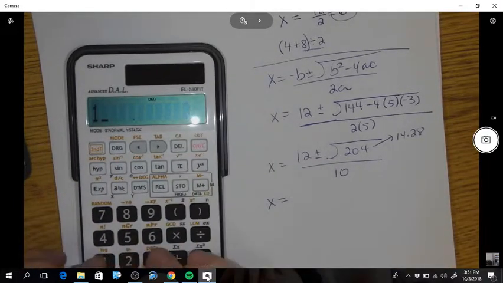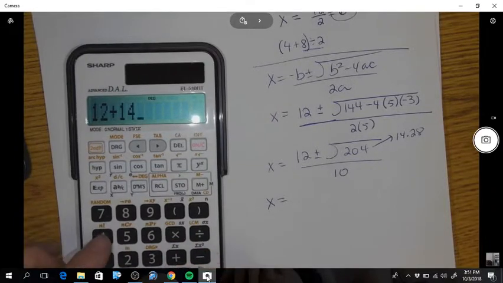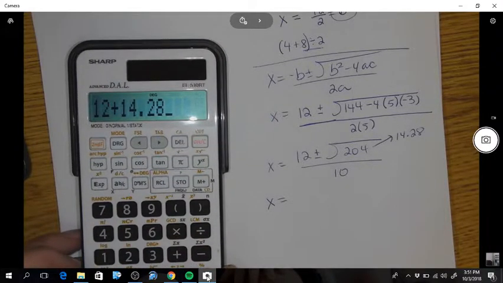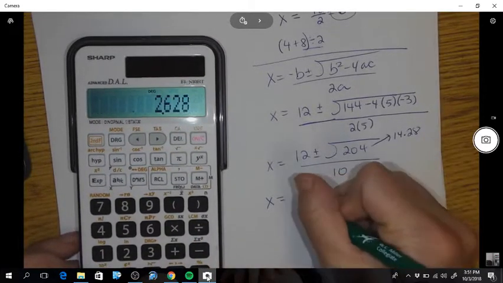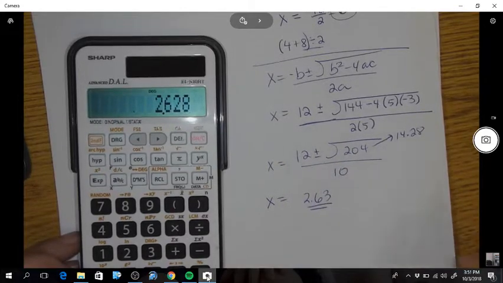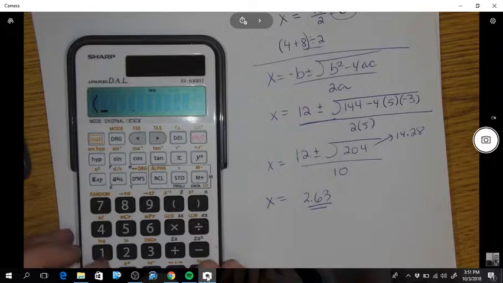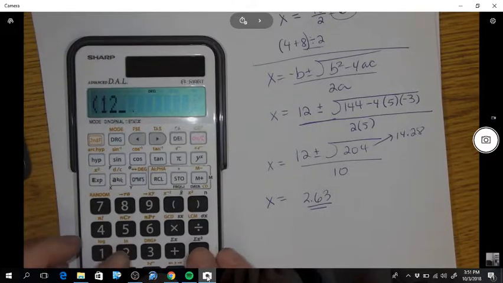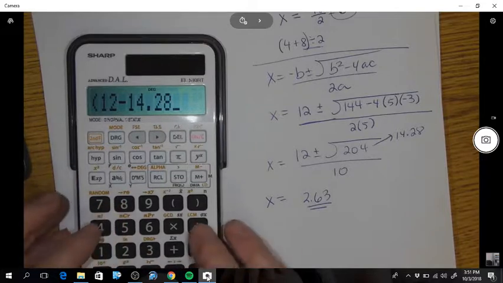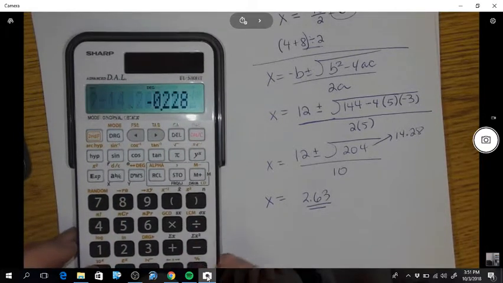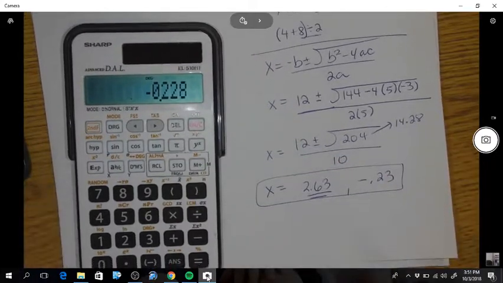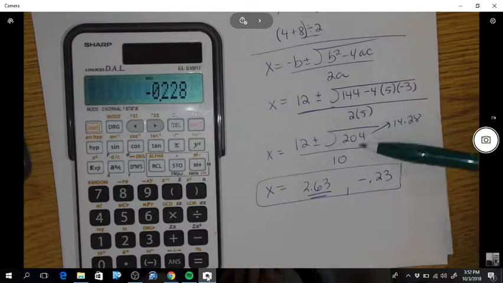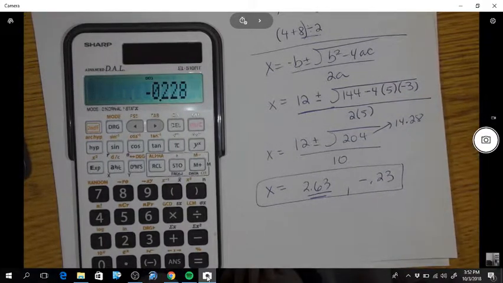So 12 plus 14.28. If you're doing this, you've got to press equals, then divide by 10. 2.63. Or you could do it in brackets. So let's do the subtraction one: 12 minus 14.28, bracket, divide by 10. Make sure at this step you either press equals and then divide, or contain that top in brackets. You got to do one or the other. And that's the quadratic formula.